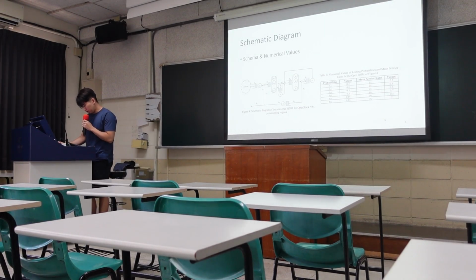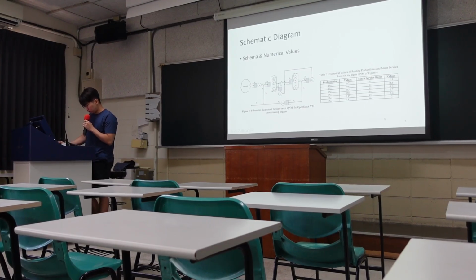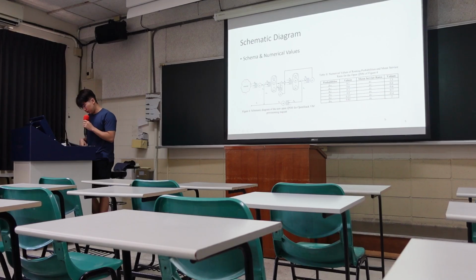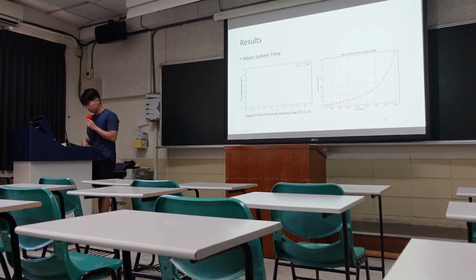The right side of the table shows the service rates for each station. However, the author did not specify the number of servers for station 2 and station 4. So I assigned both of them 3 servers, which may lead to slight differences in the result. And next, let's take a look at the experimental results.